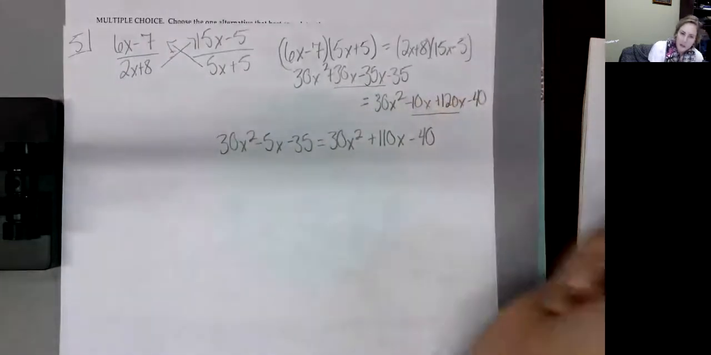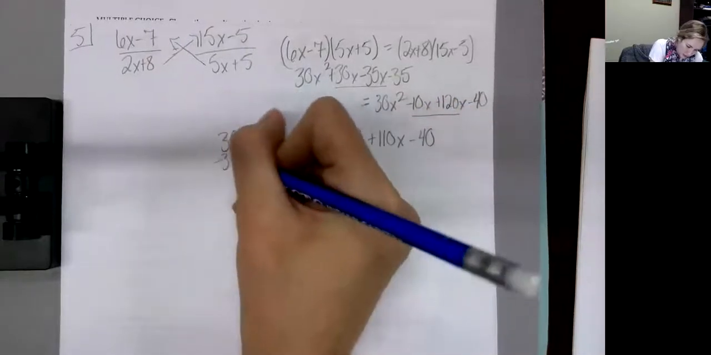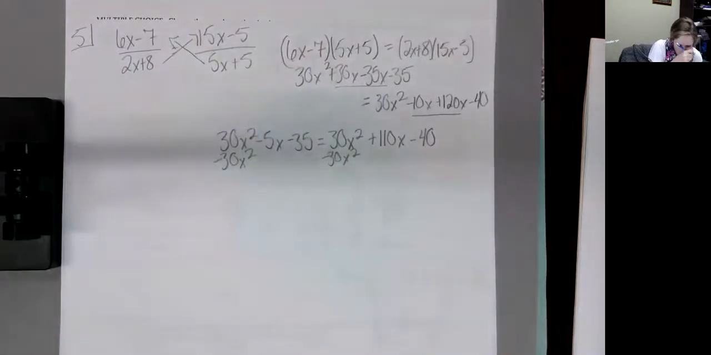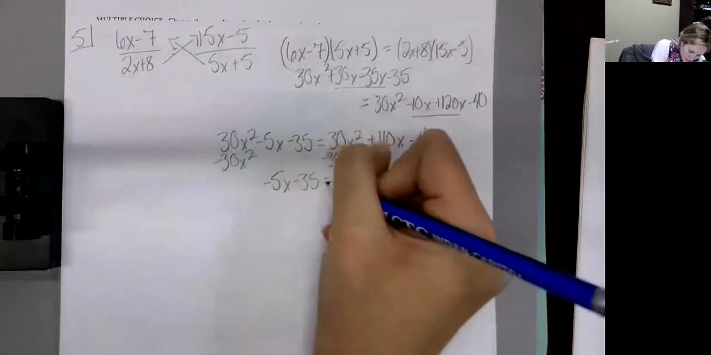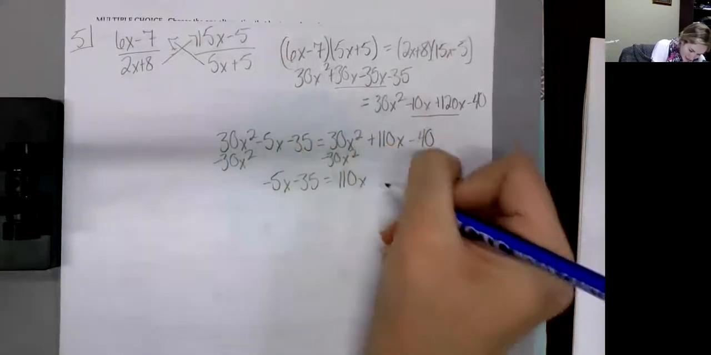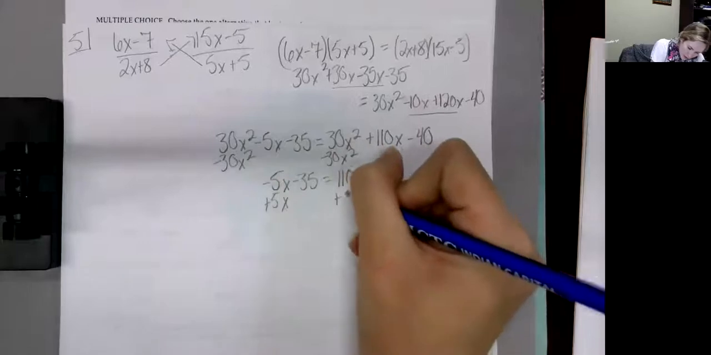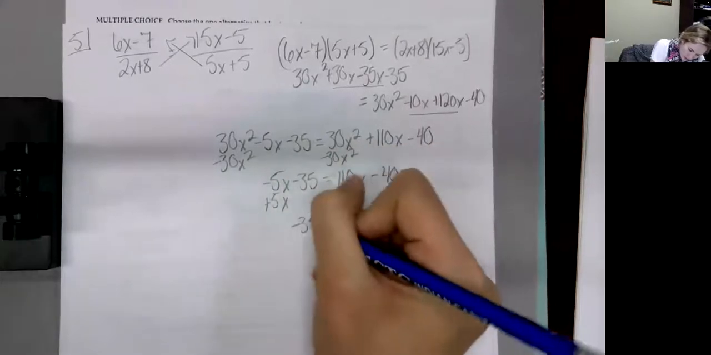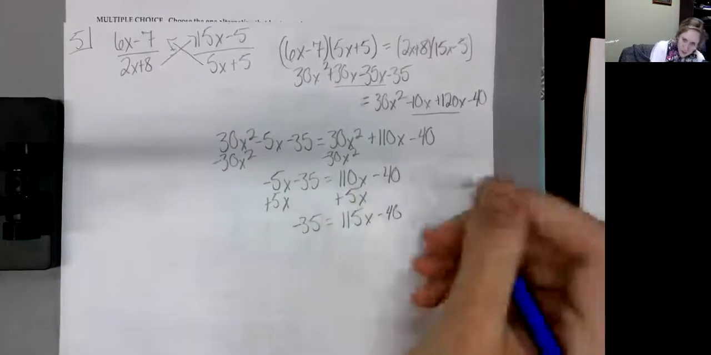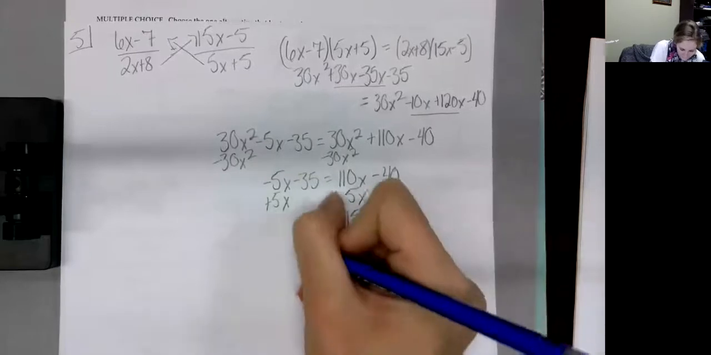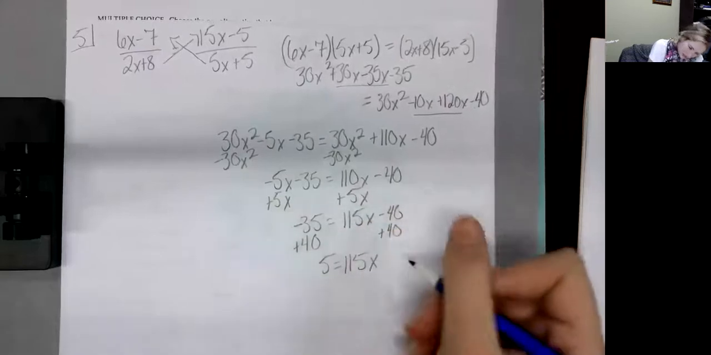subtract 40. Now when I go to combine my 30x squares, since they're both the same, it's going to put us back to a linear equation, because that'll subtract to be 0 on both sides. So we have negative 5x subtract 35 equals 110x subtract 40. I'm going to move my 5x to 110x. So we have negative 35 equals 115x subtract 40. We're going to add our 40 to get 5 equals 115x.